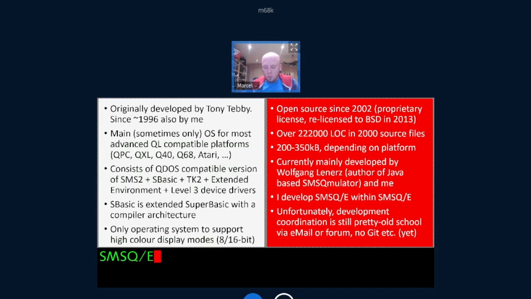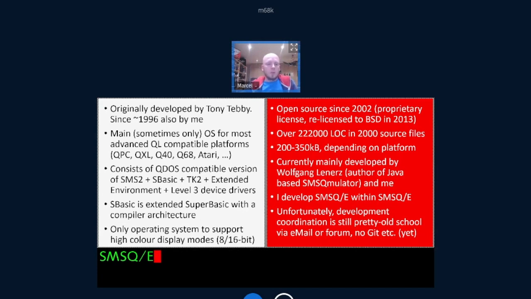It's the main and sometimes only operating system for different QL platforms, like UPC, which is my own emulator. QXL is, for example, a 68040 plug-in card for PCs back in the day. It's ESA based. Q40 is a 68040 board. Q86 is a fairly recent FPGA based solution. And back in the day, Atari ST was actually the most advanced platform for QL. There were graphics cards for the Atari ST, which you could put in to get the QL compatible graphics modes.